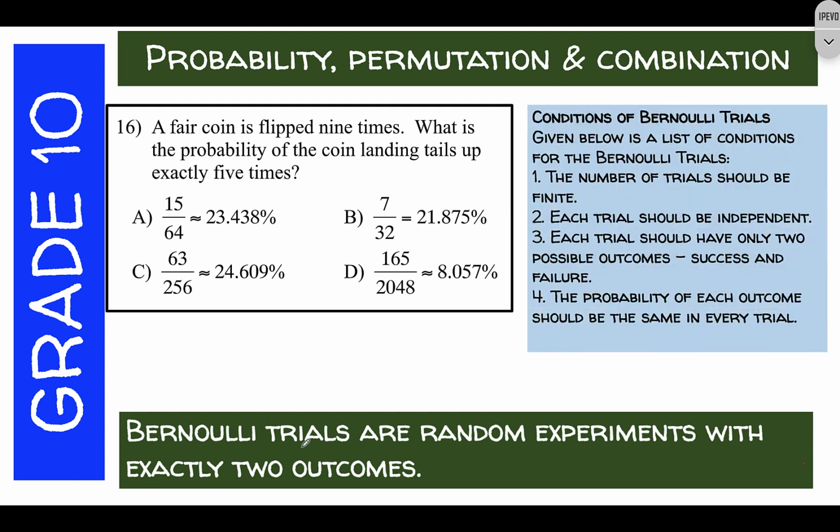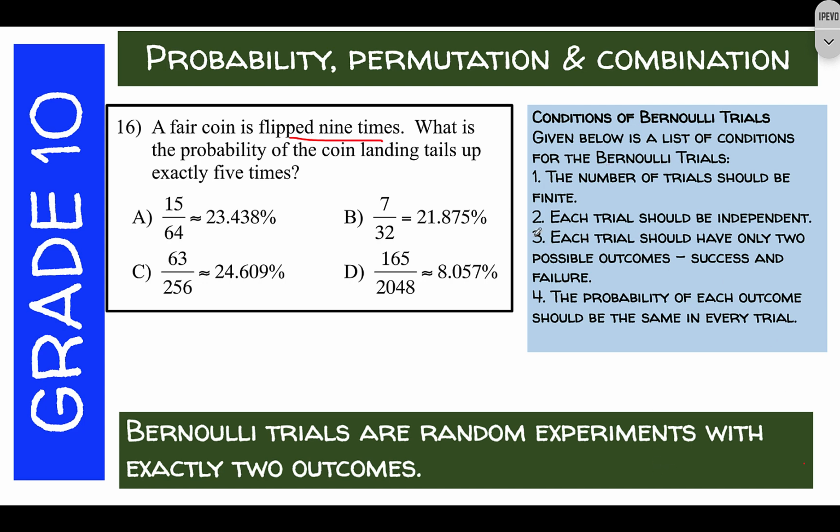In the Bernoulli trial, there are conditions. Number 1, the number of trials should be finite. Dito, alam natin na we are going to do the trials 9 times. Pangalawa, each trial should be independent. Ibig sabihin, yung result ng first flipping of the coin will not affect the second flipping of the coin and will not affect the succeeding flipping of the coins.